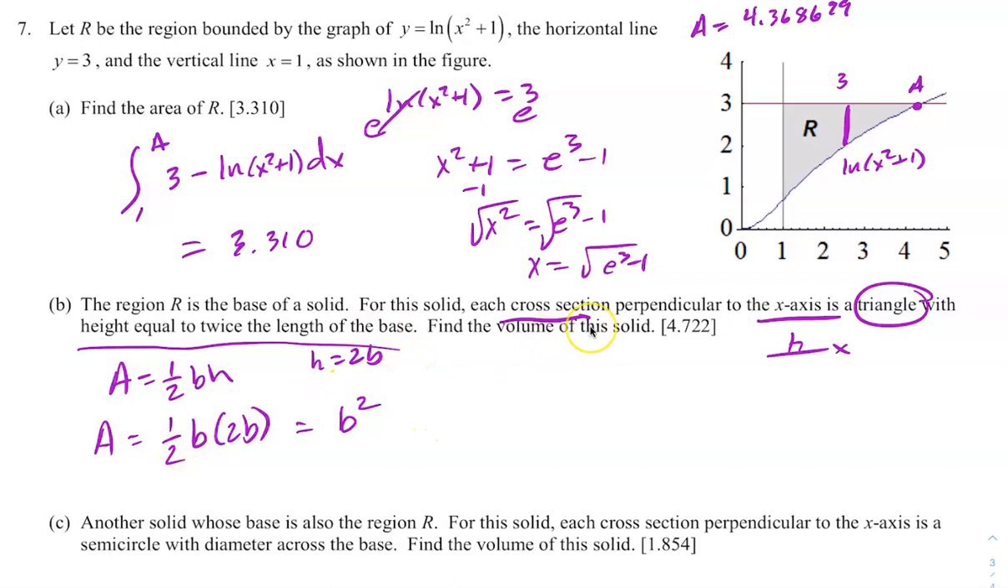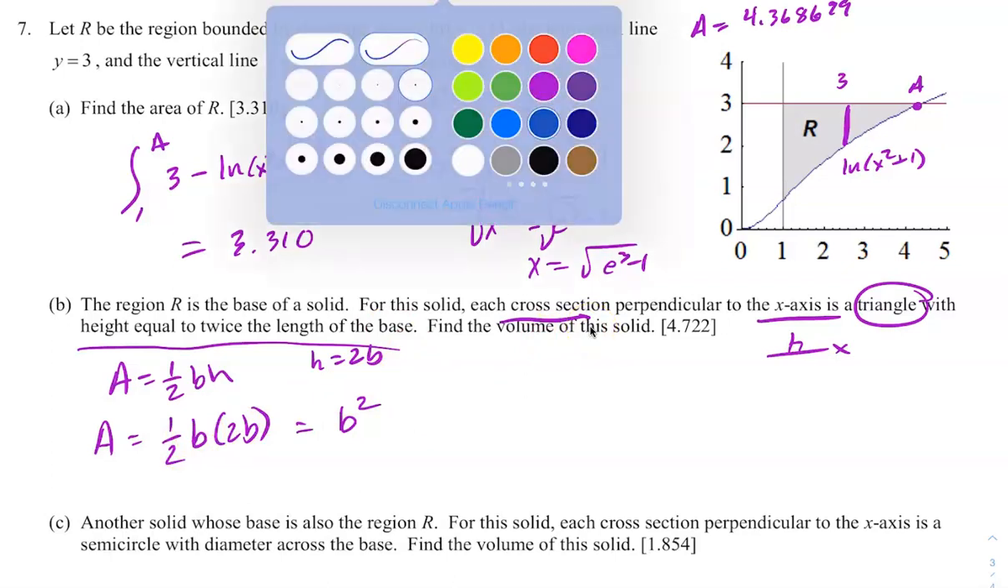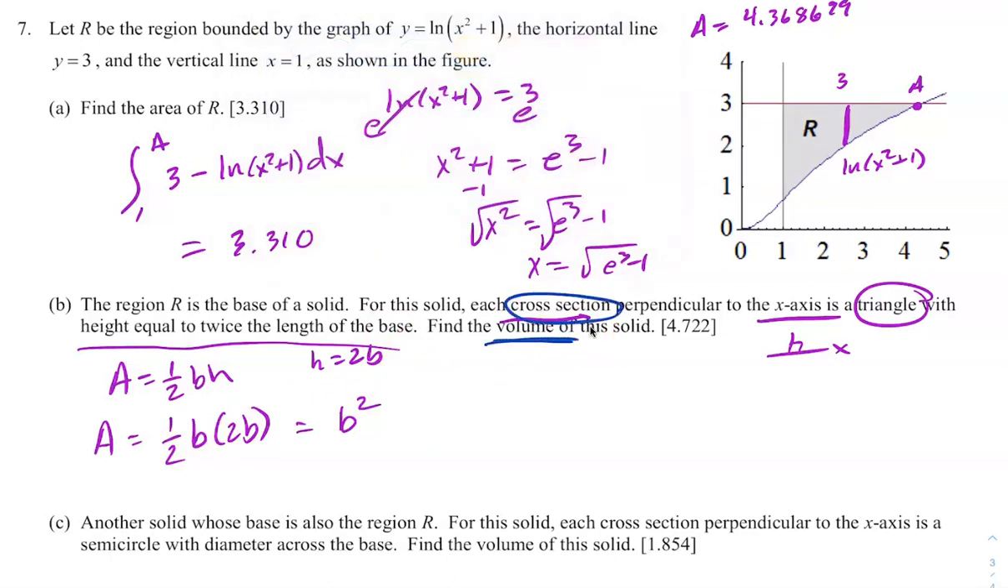Find the volume of the solid. Like I always say, right? Volume of a cross section is just you integrate the area formula. In this case, my area formula is b squared. So we're just going to integrate b squared. My limits, same limits as before, we're going to go from 1 to a.